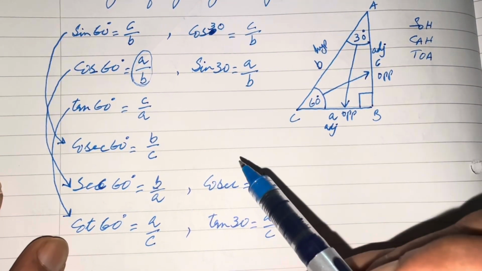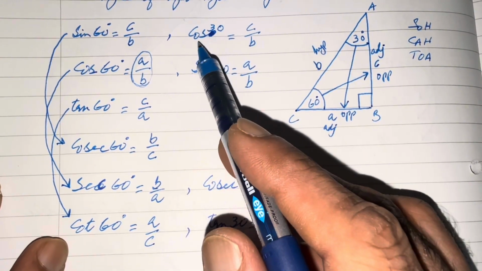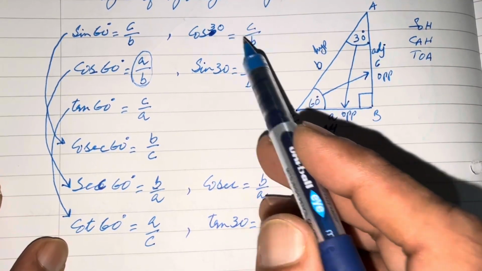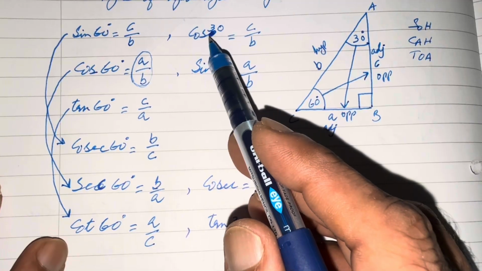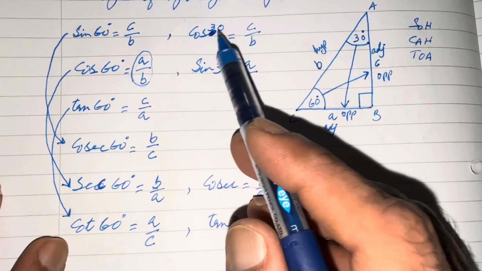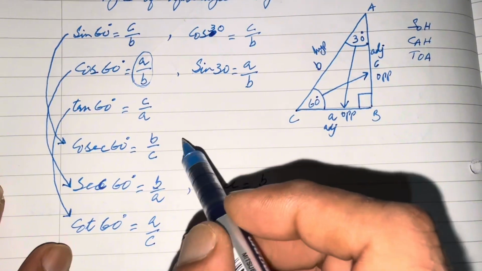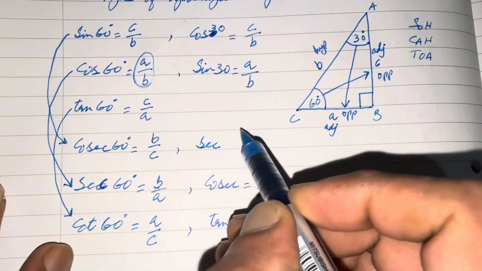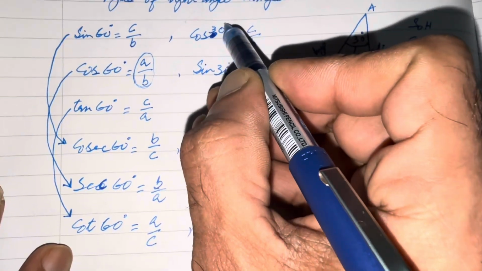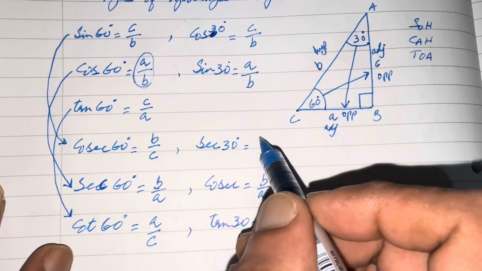Now the next ratio will be secant. So secant 30 is the opposite of cos 30. So secant 30 will be equal to B over C, because secant 30 is the opposite of the cos. Then find the B over C. Where is the B over C? So B over C is here. So secant 30 will be equal to B over C.